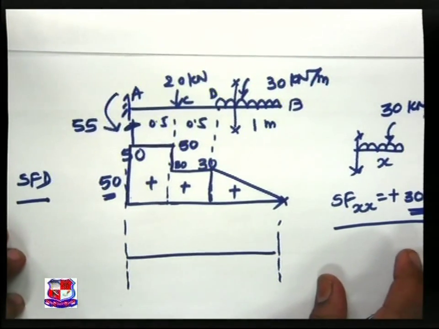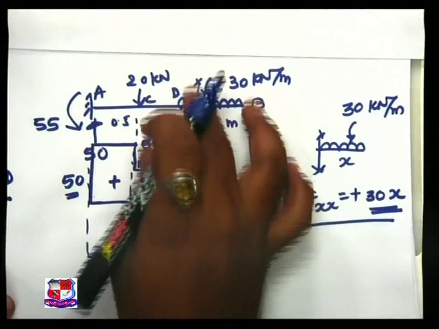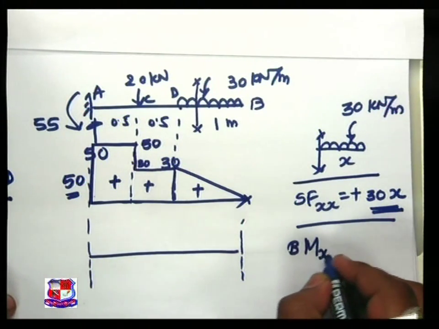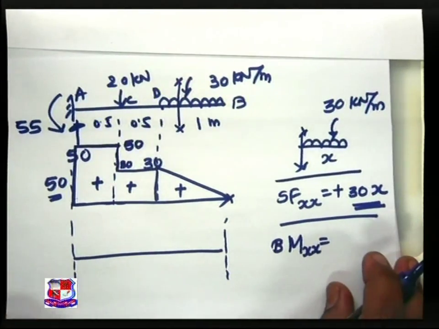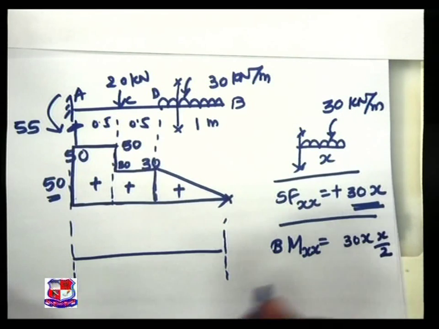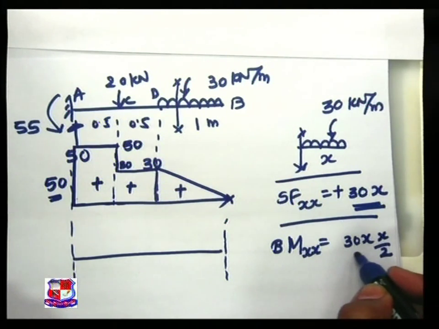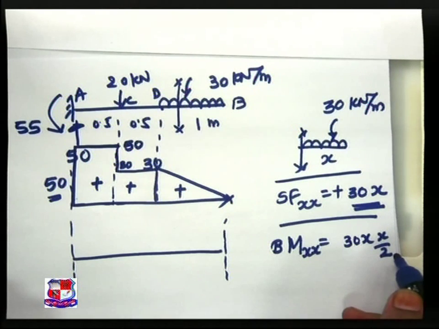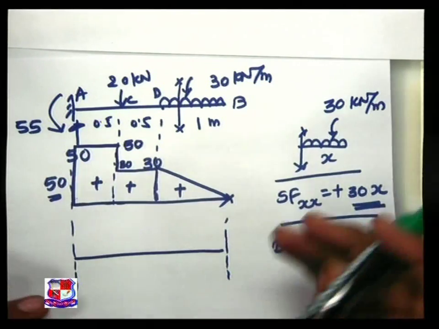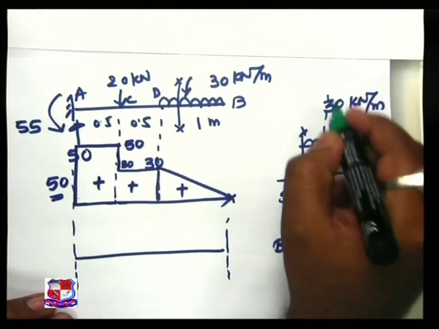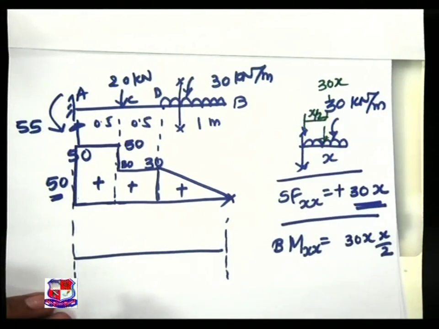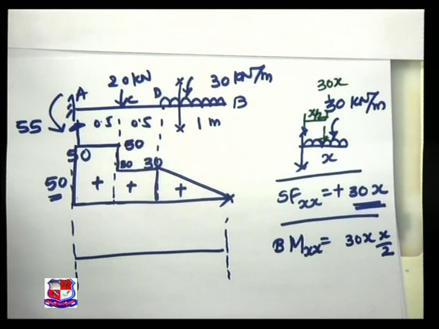So let us take a section between D and B, section XX, the figure is there with us. The bending moment at XX is equal to 30 into x into x by 2. 30 into x is the force multiplied by the perpendicular distance where this force is acting. This force is acting at the CG, and this distance is x by 2. So we achieve 30 into x by 2.